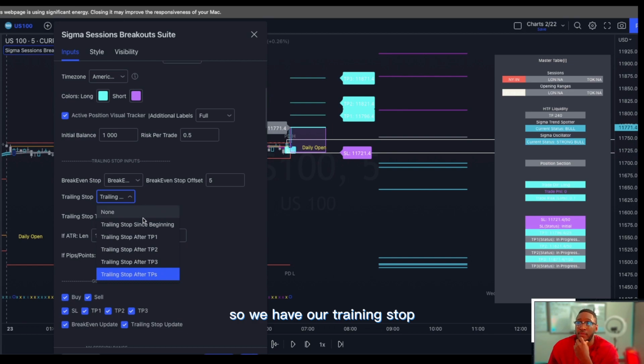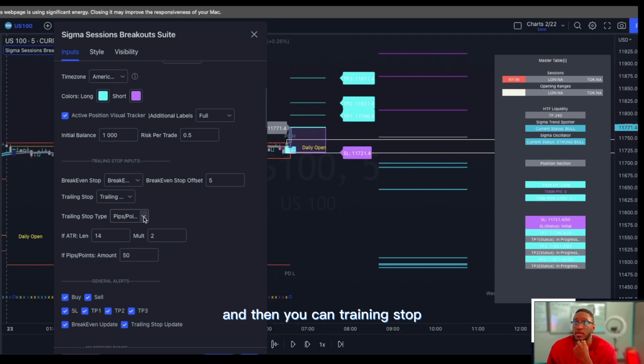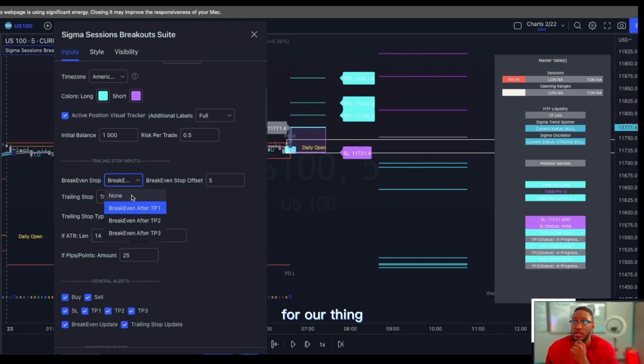So we have our trailing stop since the beginning after TP 1, 2, or 3, or just TPs in general, right? And then you can choose trailing stop type ATR or pips and points, okay? And if you're choosing ATR, here's the multiplier or your pips and points. You have it there.